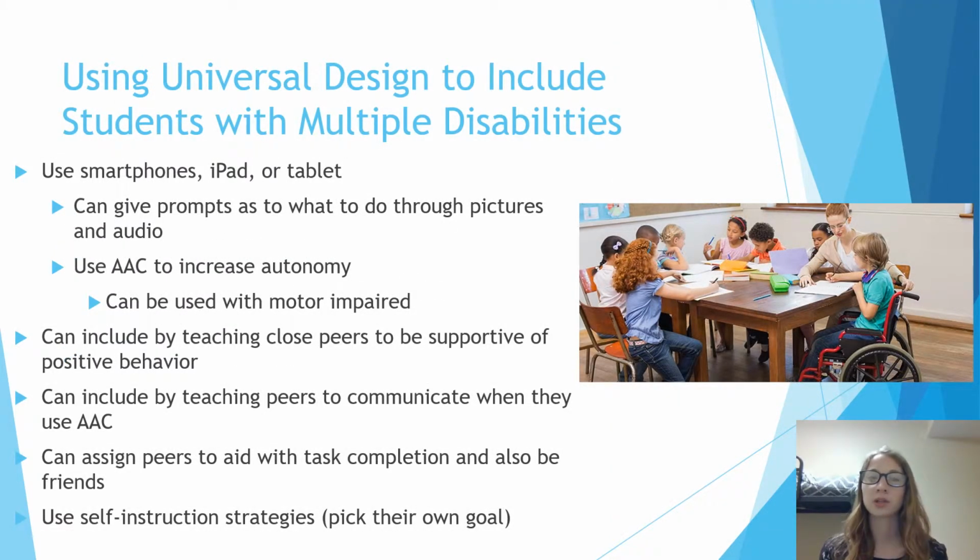So to help include these students, you can use smartphones, iPads, or tablets, which, if the para-educators are all busy, will help them be more autonomous, and it will tell them what to do through pictures that they can see and instructions that are read auditorily. You can also help by having close peers be supportive of them, teach peers how to communicate with them when they use AAC, and have peers help them with tasks and have them pick their own goal.